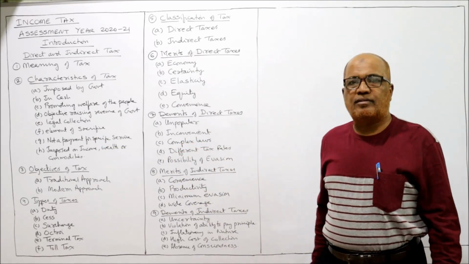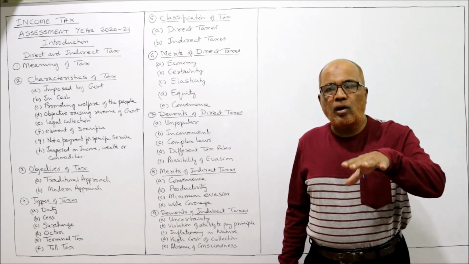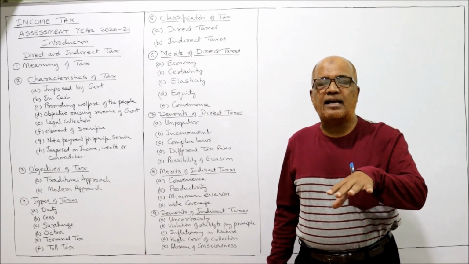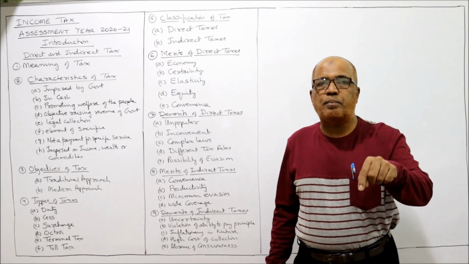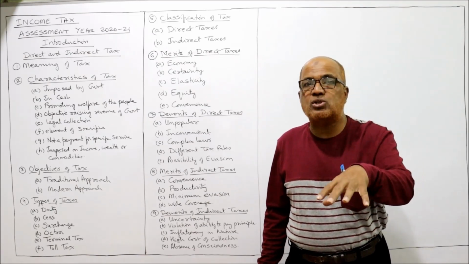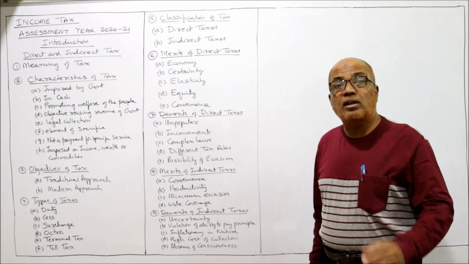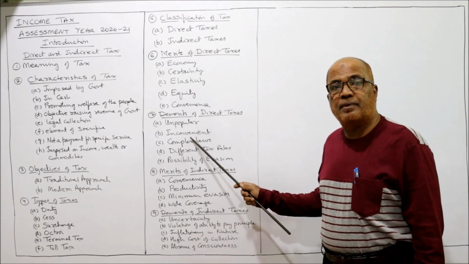Then convenience. The tax is paid conveniently because the assessee will already know in advance how much he has to pay and when he has to pay the tax. There won't be any inconvenience on the part of the taxpayer. These are the merits. Now demerits. What are the disadvantages of these direct taxes?